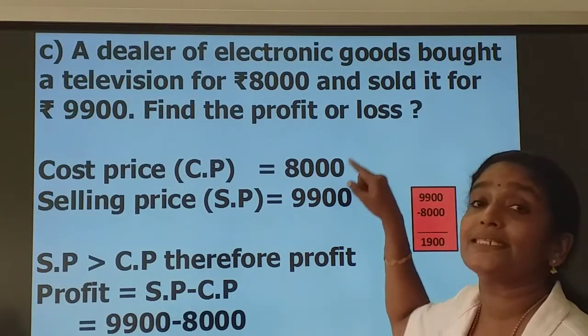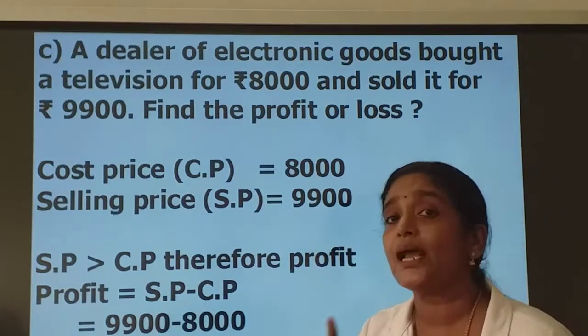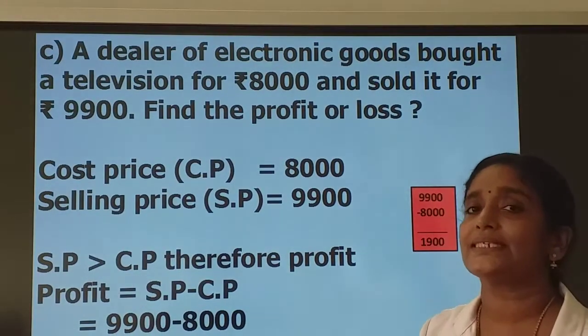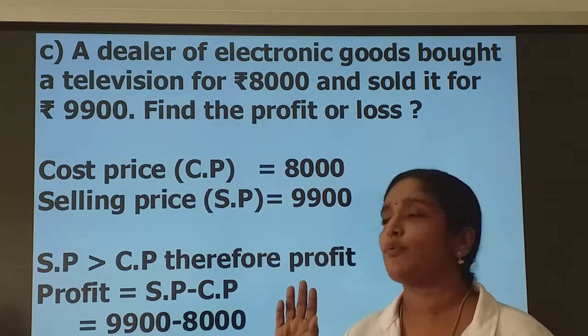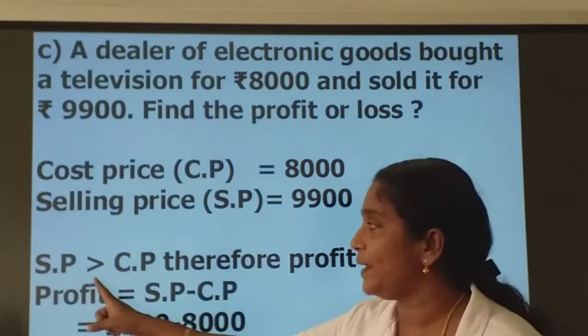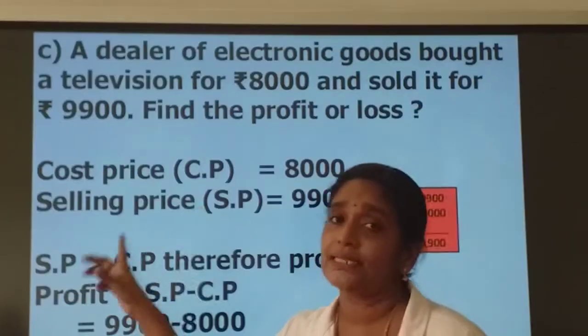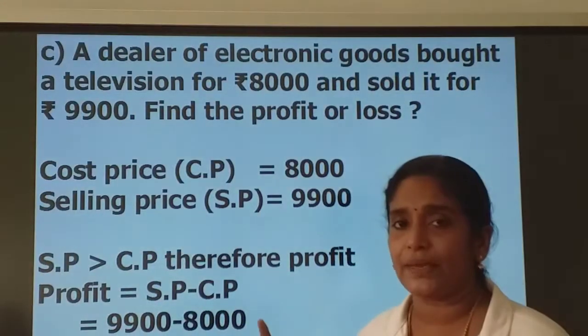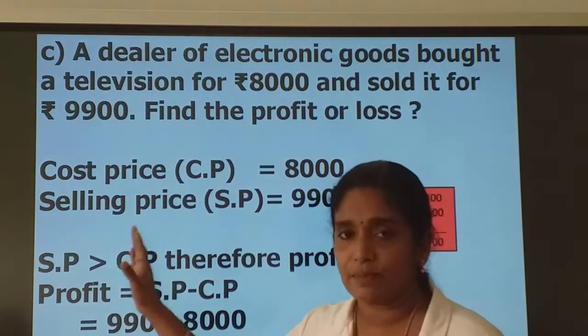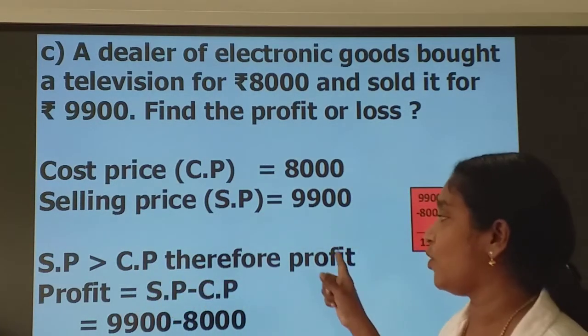So, here profit or loss? See, selling price is greater than cost price. So, it is profit. When selling price is greater than cost price, it is profit. So, when SP greater than CP, it is profit. What is meant by SP? Selling price. What is meant by CP? Cost price.